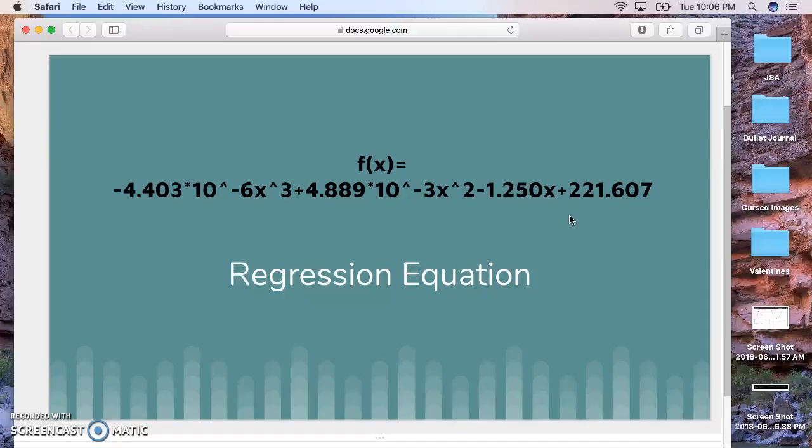So because of the numbers I received from the Desmos calculation for the regression, this is the formula I got for our function. The function is negative 4.03 times 10 to the negative 6th power times x cubed plus 4.889 times 10 to the negative 3rd times x squared minus 1.250x plus 221.607. So that's going to be our regression equation throughout the problem.